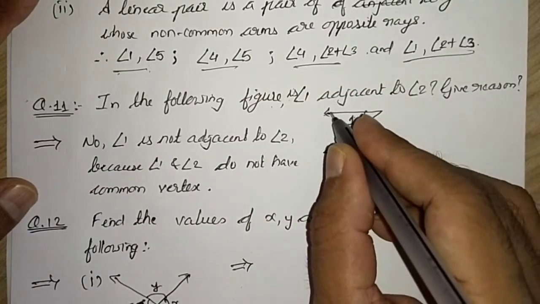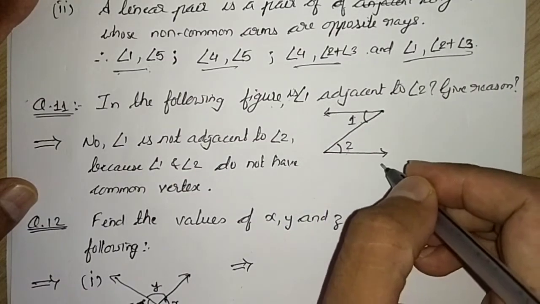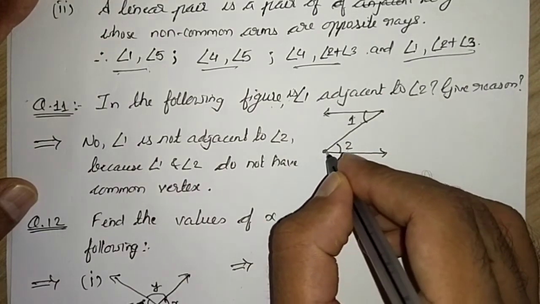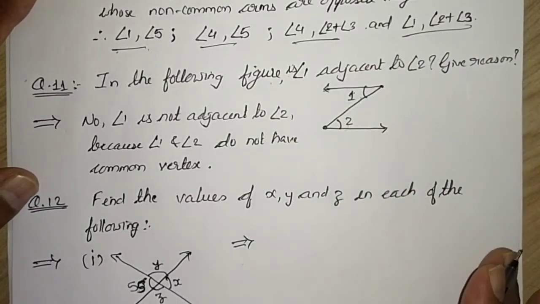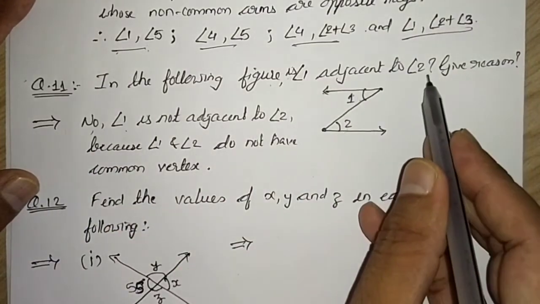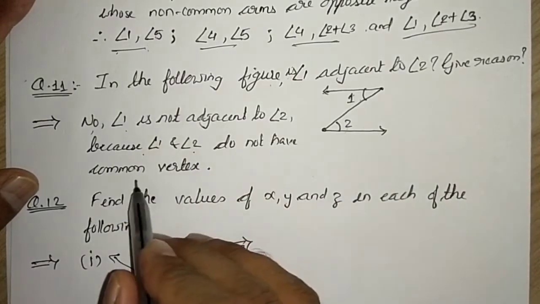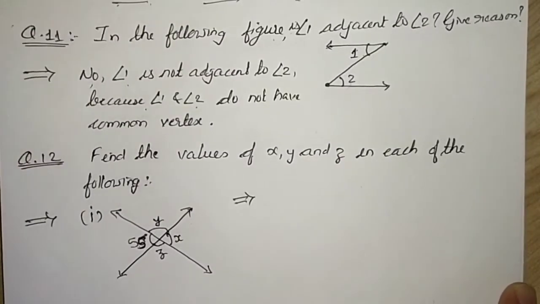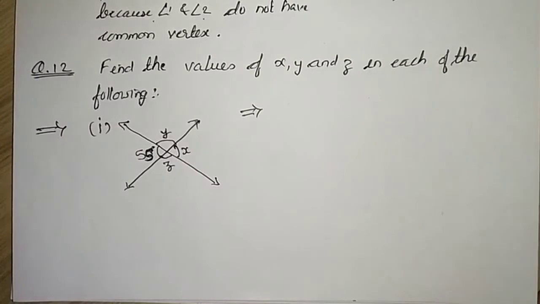Here if I look at angle 1, its vertex is here, and if I look at angle 2, its vertex is here. So vertices are not common. So definitely I will say no, angle 1 is not adjacent to angle 2, because angle 1 and 2 do not have common vertex. Vertex is not common, so not possible. Now question number 12, very important question.